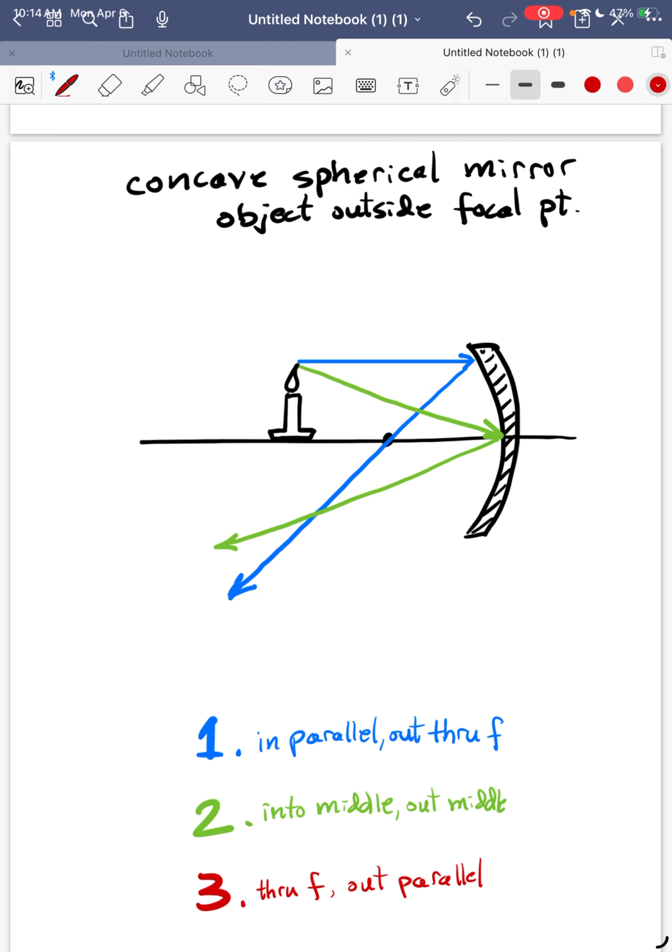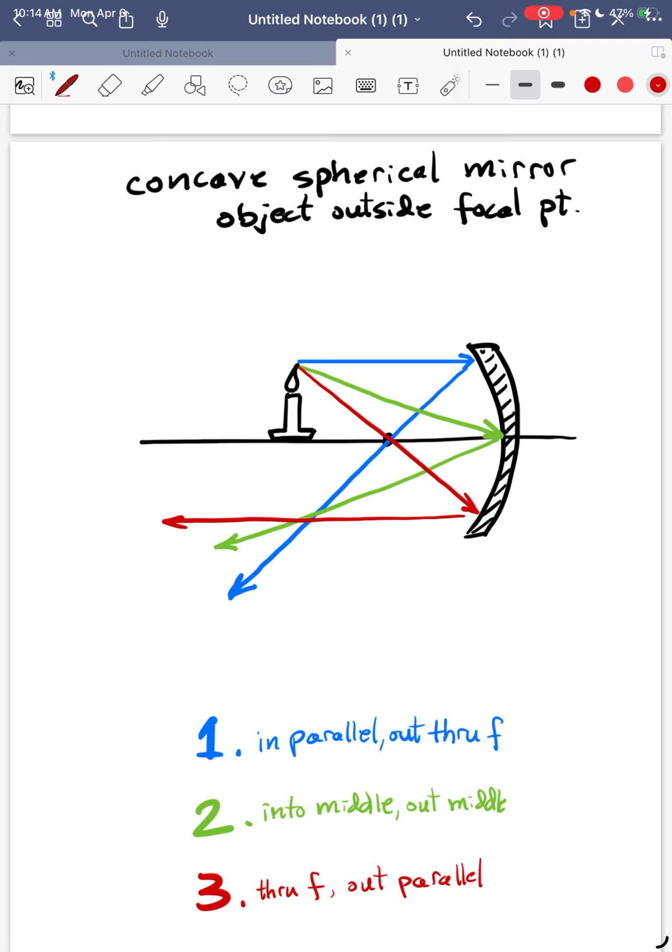And now the last ray that I'll draw is point number 3 down here, through the focal point and then out parallel. So we imagine photons of light, little particles of light, coming from the tip of this candle, going right through the focal point like this. And then when it hits the mirror, because of the geometry, it's going to bounce out something like that. Again, not a perfect drawing, but you get the idea.